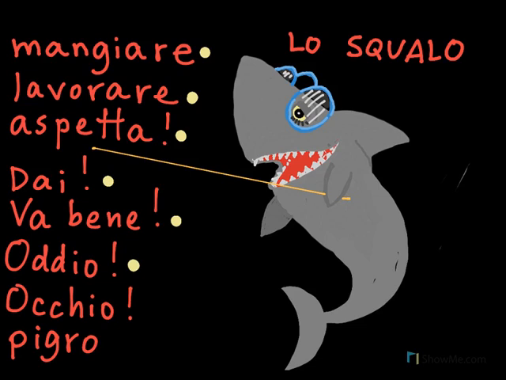Oddio, occhio, pigro. Did you pay attention to the vowels? Remember that in English, with the same number of vowel letters, you have, depending on how you count, between 14 and 20 sounds. In Italian, you have only 7. Please keep in mind that distinction. There are significantly fewer vowel sounds in Italian, and yet it's so beautiful.